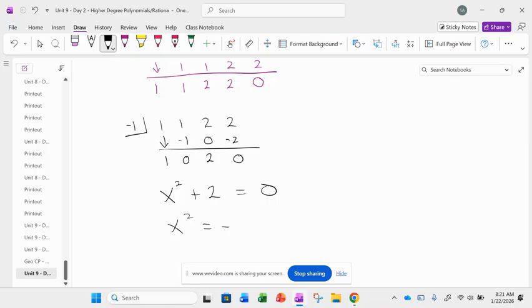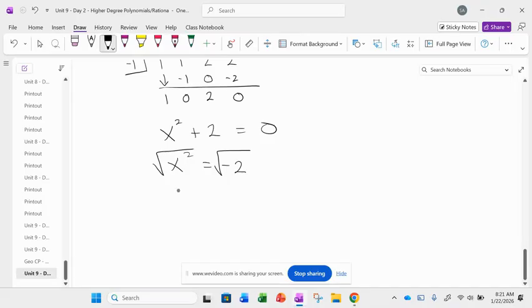X squared equals negative 2. To undo a square, what do we take? Square root. What's going to happen here?